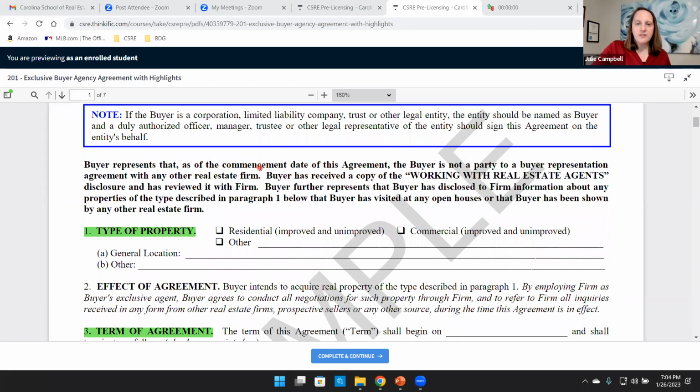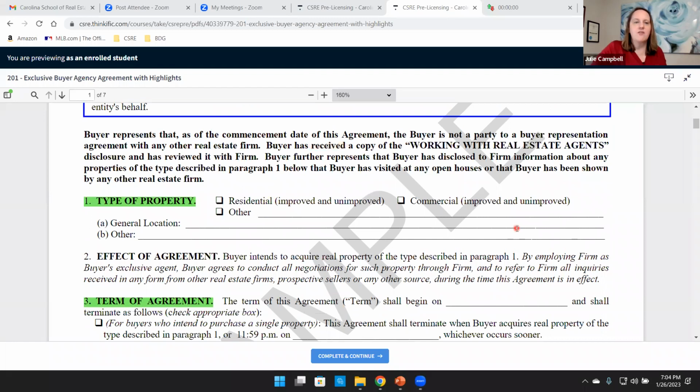Buyer represents that they are not a party to a buyer representation with another firm. They represent that they have received a copy of the working with real estate agent disclosure and reviewed it with the firm. Again, that's past tense, isn't it? We're not giving them the disclosure now. They're acknowledging that we've already done this. They have already received it. Buyer further represents that they disclose to the firm about any properties that are described below.